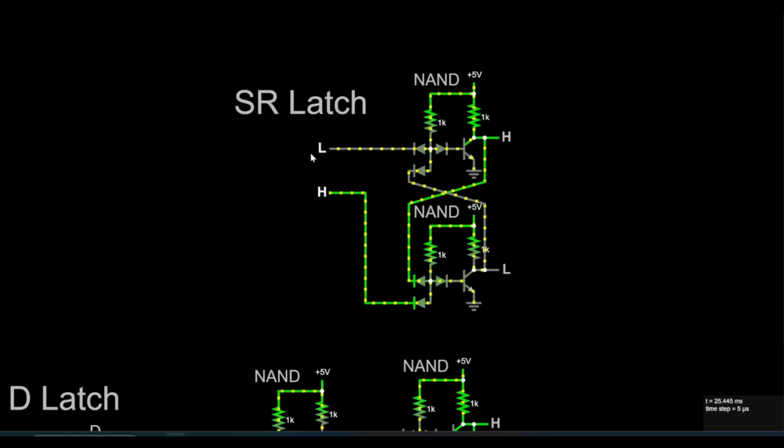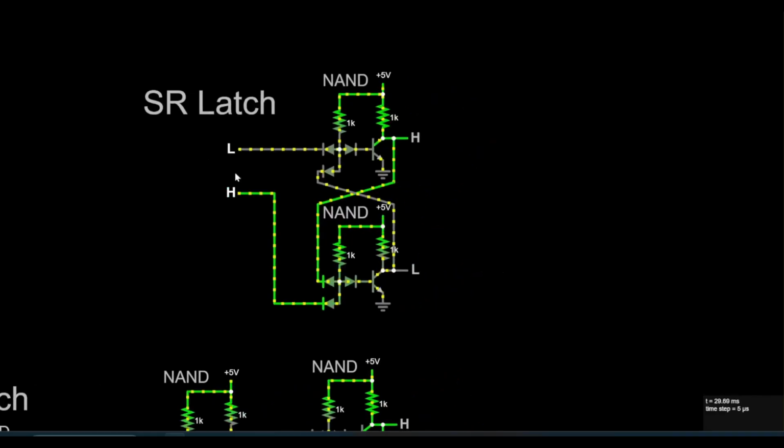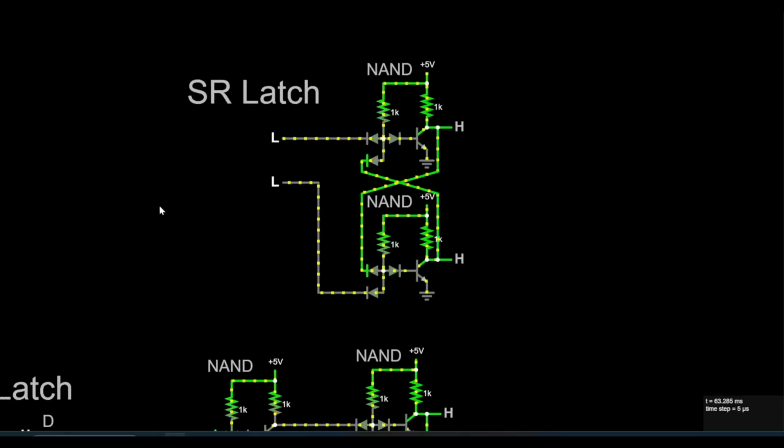Obviously, with our SR latch, we have two inputs, and so it's our job to ensure that both inputs aren't the same at the same time. Otherwise, you get undefined states. This would be one. It doesn't switch. Or this one where they're both high, that's not supposed to be happening. So, that's the problem with the SR latch. But yeah, you see it just flips back and forth between low and high.